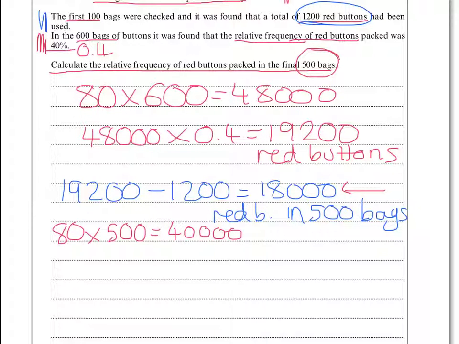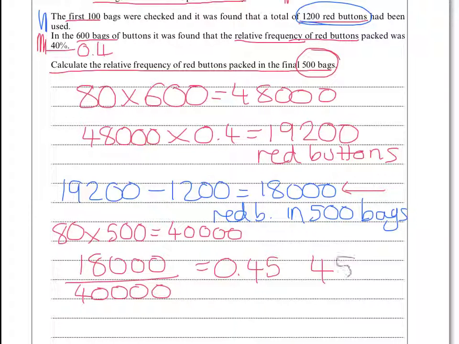So now my relative frequency of red buttons is the number of red buttons in the 500 bags divided by the total number of buttons in the 500 bags, which is 0.45 or 45%. And that's the end of this paper.